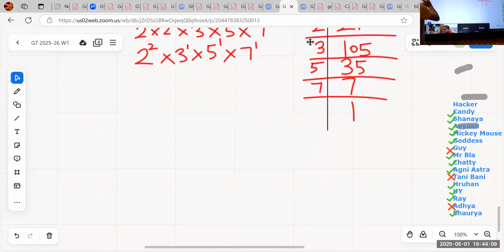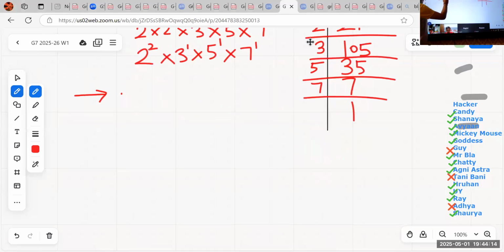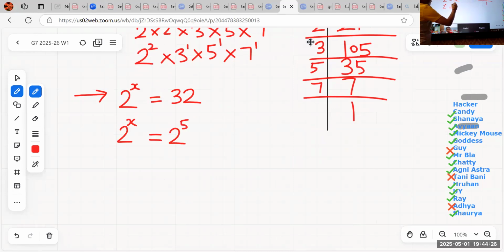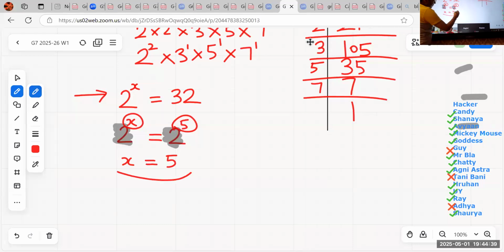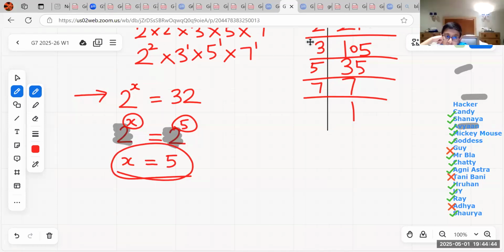So next concept, what are we going to do. Suppose I have 2 to the power x is equal to 32. So what will be the value of x? I can write 32 as 2 to the power 5, correct? Now when the bases are the same, exponents can be equated. So this will give me x equal to 5. Have we understood, guys? Yeah.